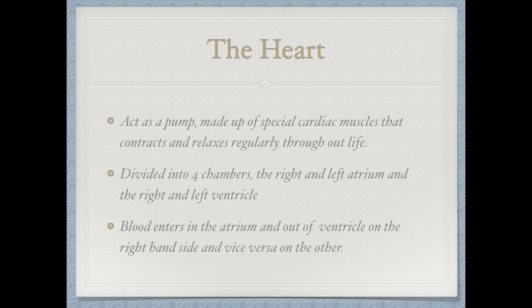It is made up of special cardiac muscles that contract and relax regularly throughout life. It is divided into 4 chambers: the right and left atrium and the right and left ventricle. Now, the blood enters in the atrium and out of the ventricle on the right-hand side of the heart, and vice versa on the other.